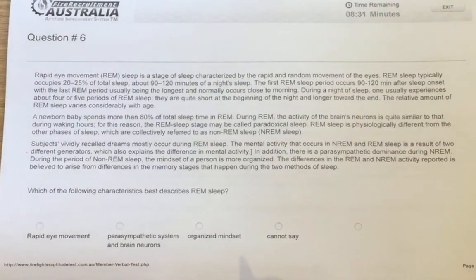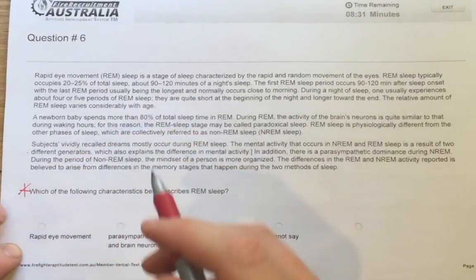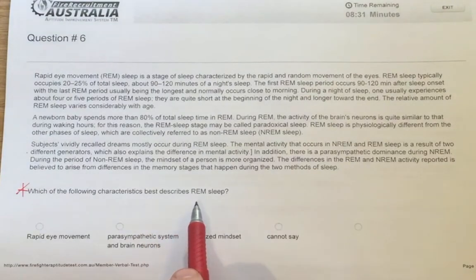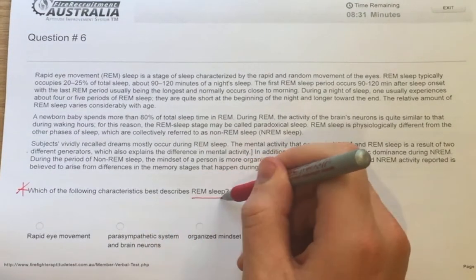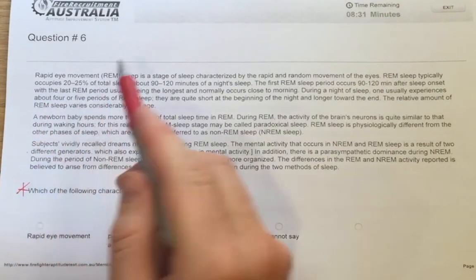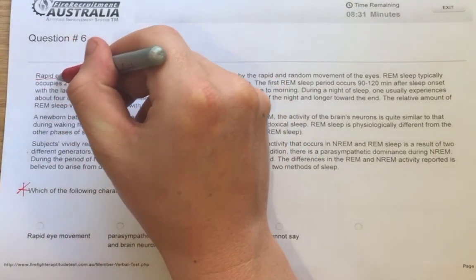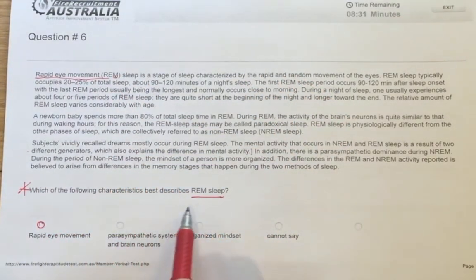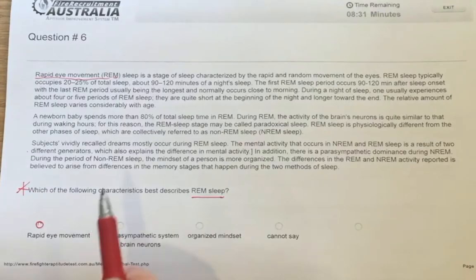So question 6, same again. Read the question. Which of the following characteristics best describes REM sleep? So we want to find rapid eye movement. Well, it's right there, so we've smashed that one. Rapid eye movement's the answer. Characteristics. Perfect.